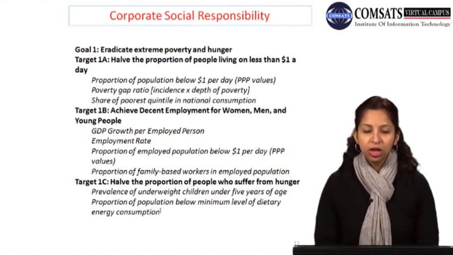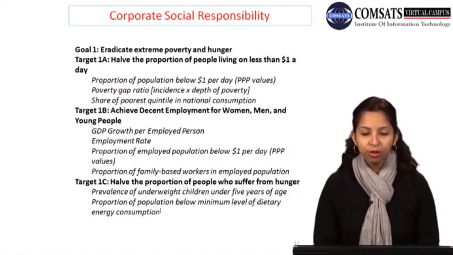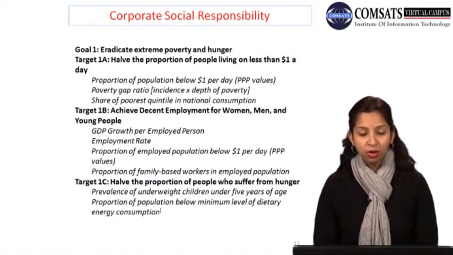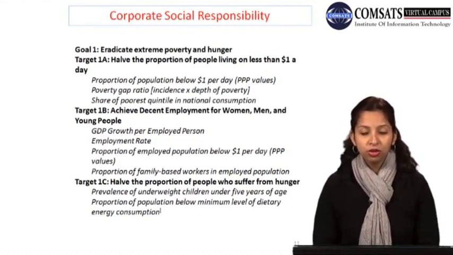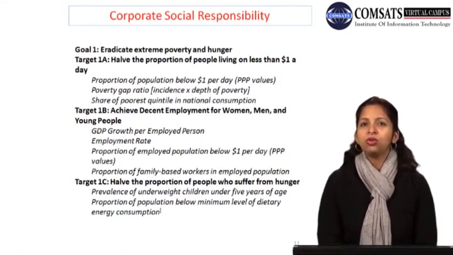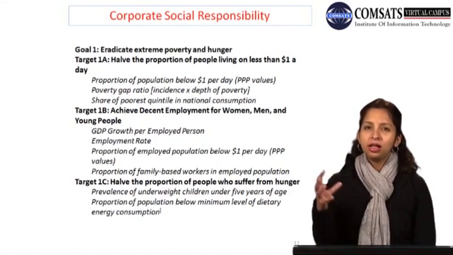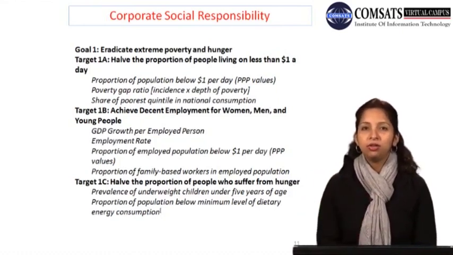this world's population is earning less than 96 rupees in a day. So you need to see ki aapki what is the proportion of population below $1 per day, that's PPP values. Poverty gap ratio ko aapko reduce karna hoga, and share of poorest quantile in national consumption dekhna hoga, ki jo national consumption ho rahi hai usme kitne sare log jo hain wo below poverty line rehte hain, kitne sare log aise hain jinki income jo hai wo less than a dollar hai.